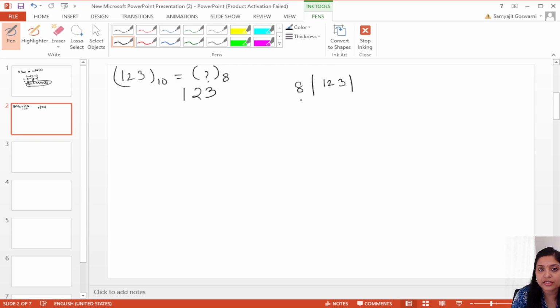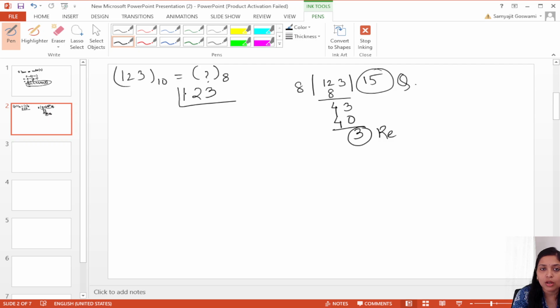Starting the first division, 8 into 1 is 4, this is 3, then 5 into 8, 40, so this is 3. This is actually the remainder part, and this is called the quotient part. All of you know this simple division rule. So again we will start the division by 8. When we convert the decimal number to octal number, we have to write here the quotient part, and we have to write the remainder part here.